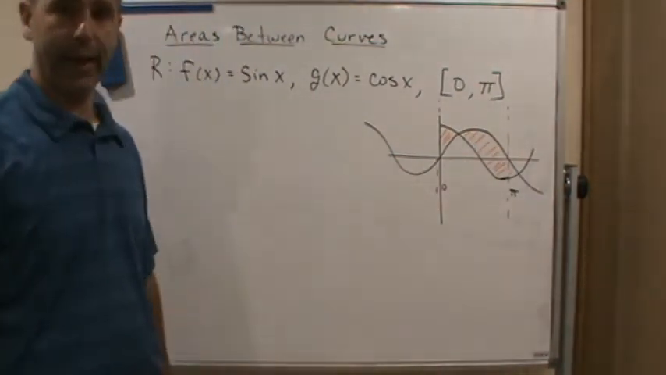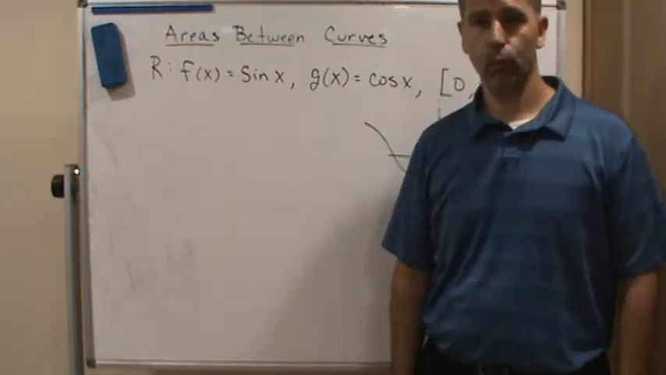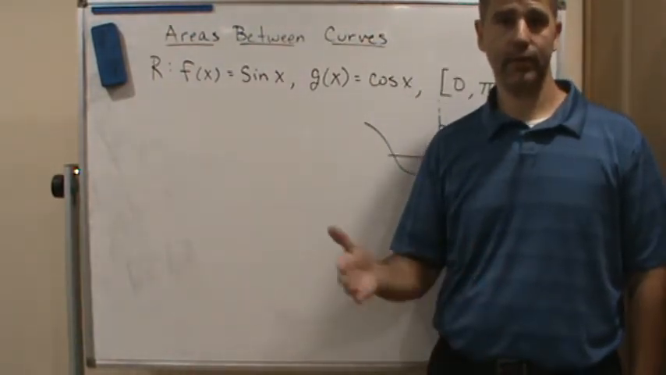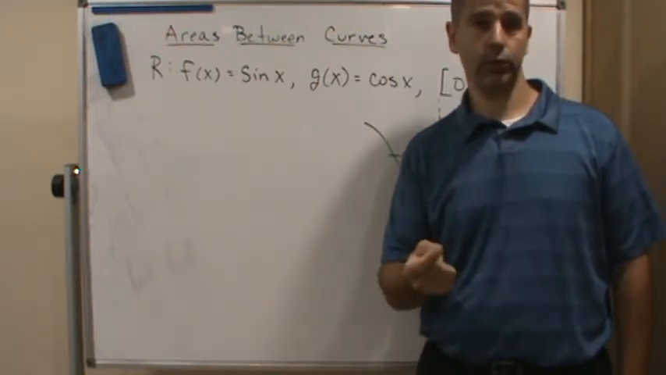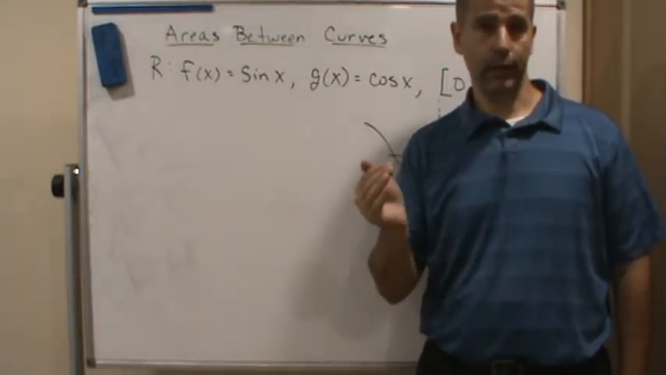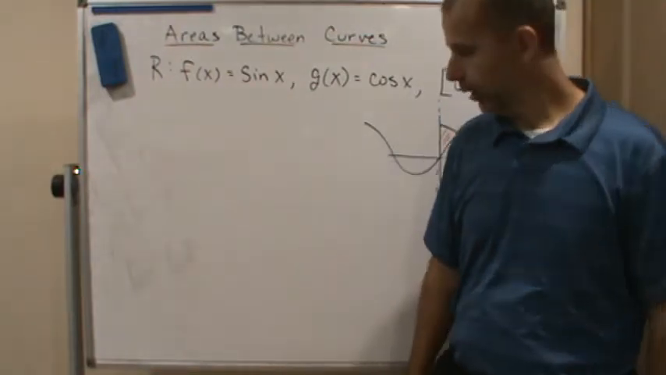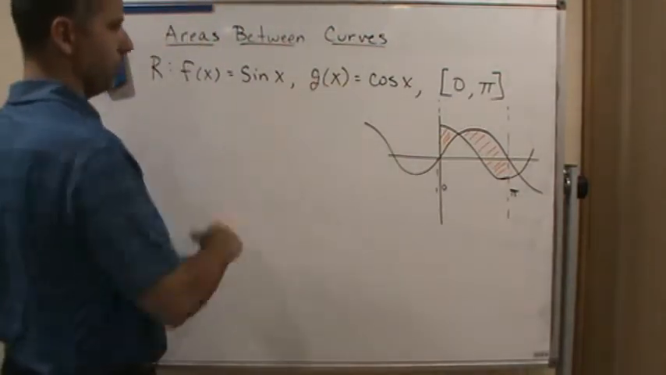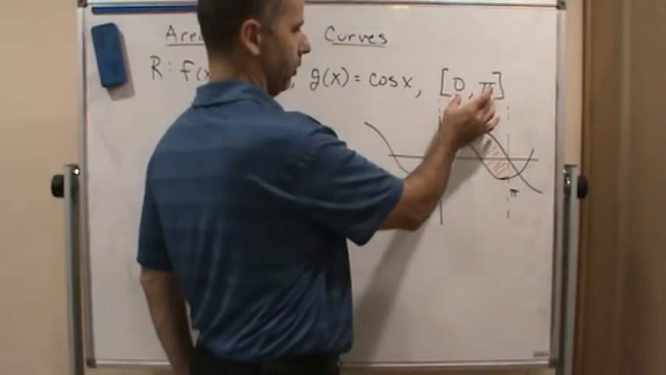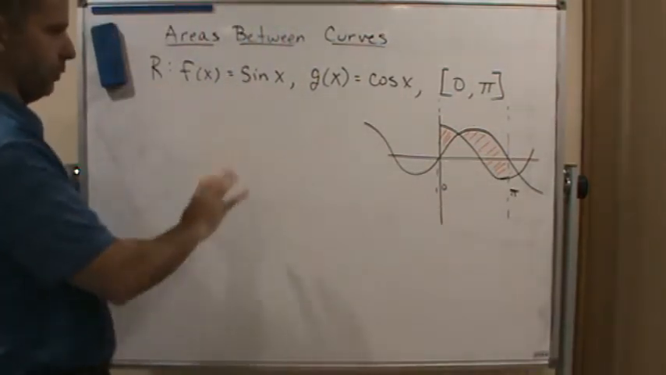Okay, so welcome back. In this example, we're going to look at what happens if the interval we're integrating over includes where the two graphs switch. For example, sine and cosine over the interval 0 to pi. That's the region we're interested in.